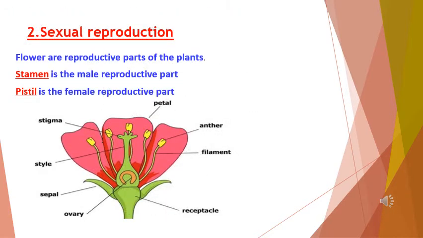Now we will learn about the sexual reproduction method. So in order to understand sexual reproduction, let us first understand the reproductive parts of a plant. As we have already learned, flowers are the reproductive parts of the plant. Stamen is the male reproductive part and the pistil is the female reproductive part.